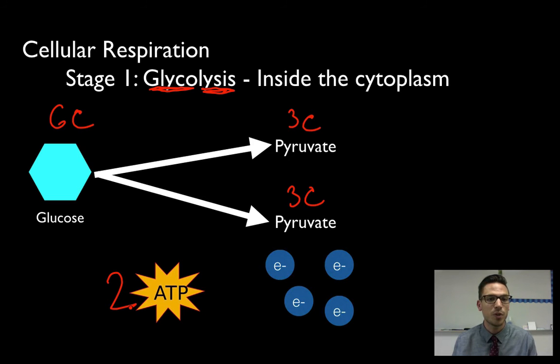Now it's also important to note that oxygen was not required for this process, and because oxygen is not required to do this, we call glycolysis an anaerobic process. This is a term you must know. Anaerobic means oxygen is not required, and you'll see why this is important in another video when we talk about anaerobic respiration.